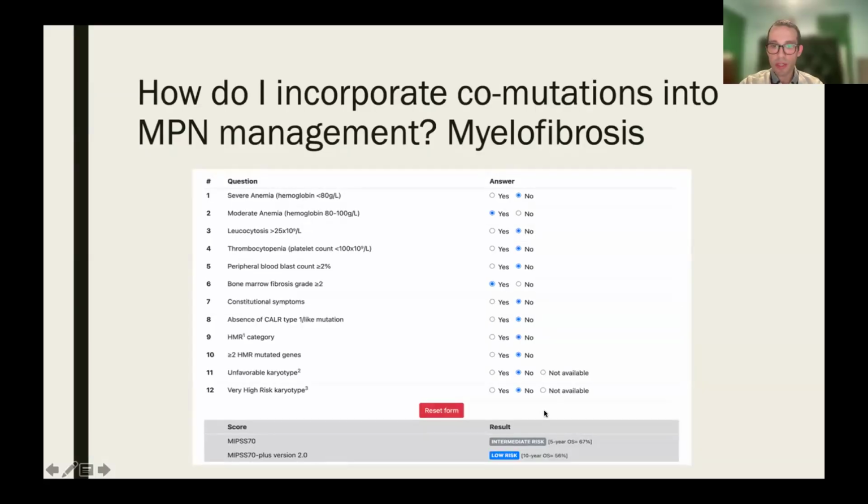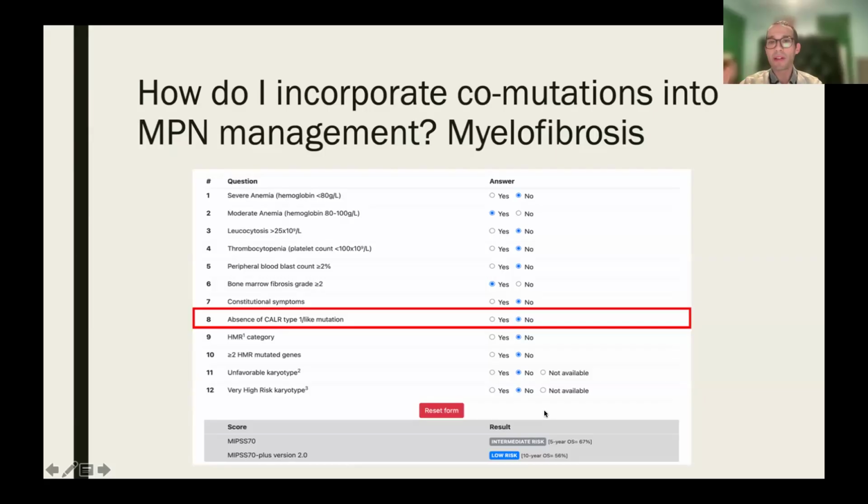Here, this is the same patient, except I've changed them to have a CALR type 1 mutation. And so you can see now they fall into a low risk category. And so this is a patient who I would definitely not recommend for transplant. I would even think about not doing a JAK inhibitor if they're not having symptoms or if their spleen is not very big. So here, just one change based on a genetic test changed management.